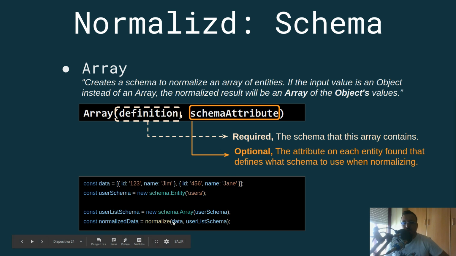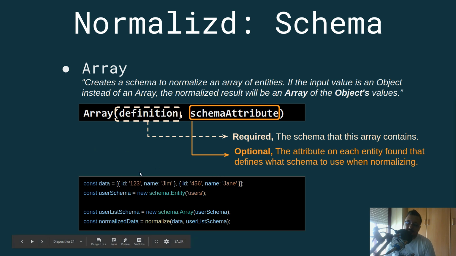So we have the normalize. We have the data. This is the response from the entity, and the user list schema. This is the schema, and we go to the schema, and this is new schema array user schema. This is the definition of that array, and the definition is just another schema entity. We just don't go to the advanced part where we use the schema attribute.